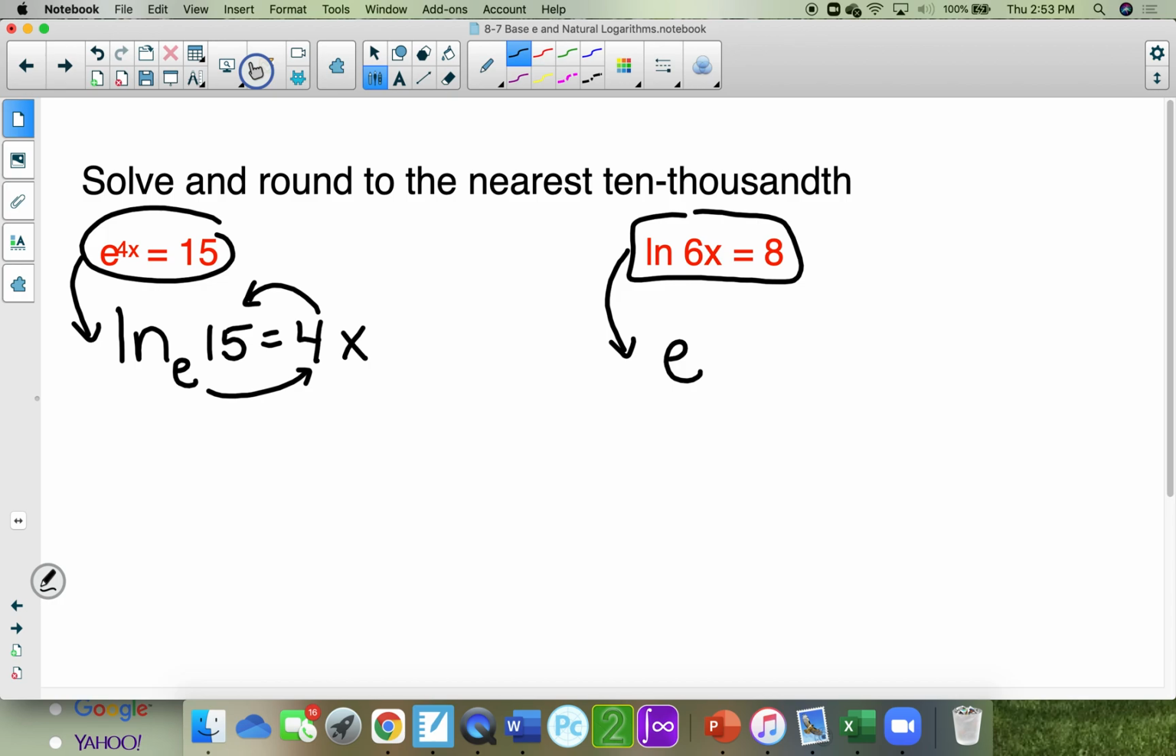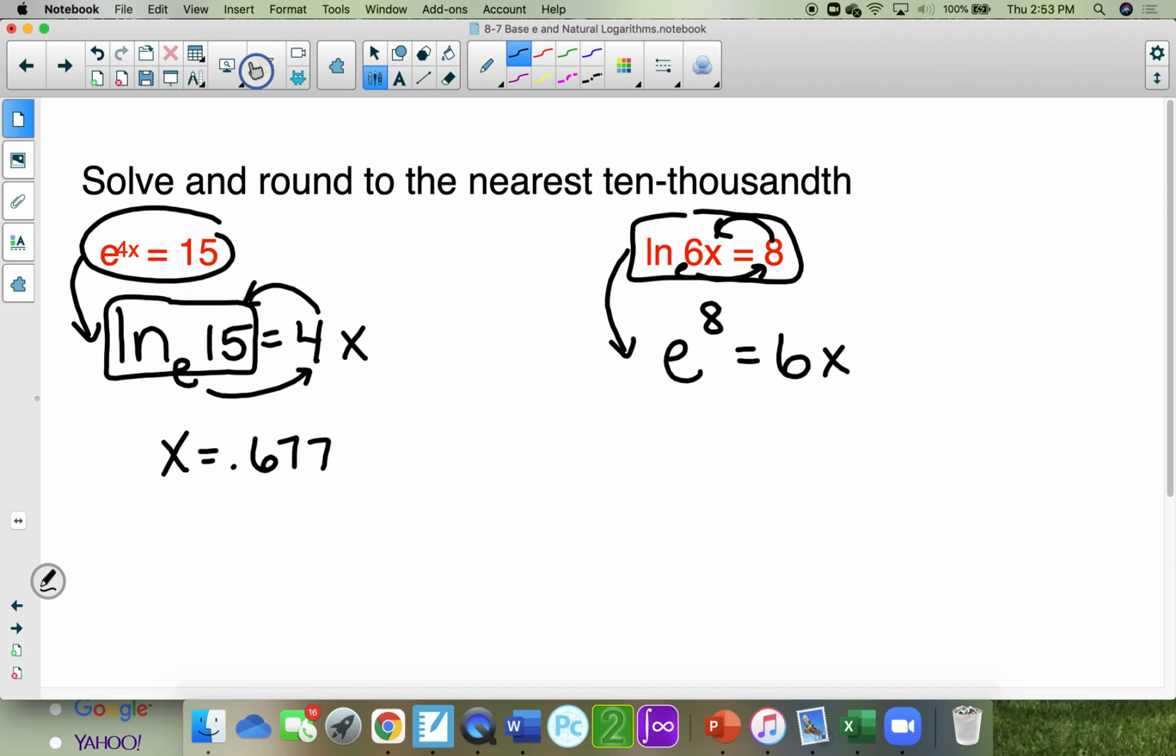So everybody take out the natural log button on your calculator, ln, it's right underneath the log, and all you have to do is put in natural log of 15. But you're trying to get x alone, so divide by 4. x is equal to 0.677. It's in natural log form, so I'm going to put it e to the 8th. e to the 8th equals 6x.